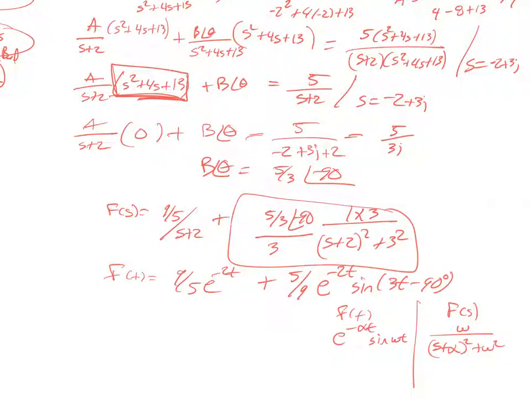So when I look over here, I see that my s plus alpha squared is 2. Alpha is equal to 2. My omega squared is 3. I also need to have omega over here, right? I have 1. I need 3.